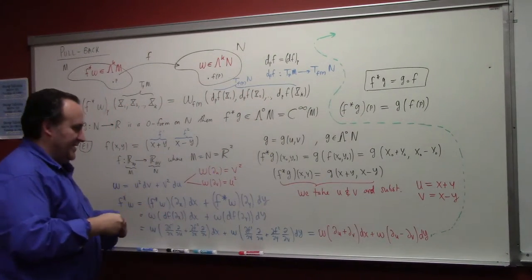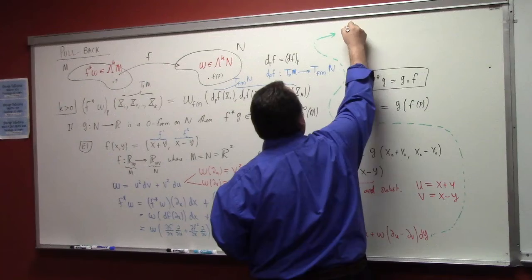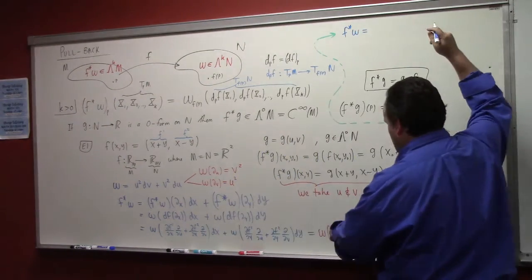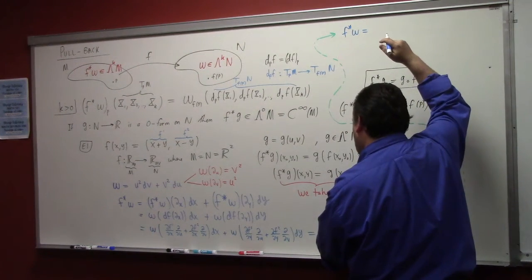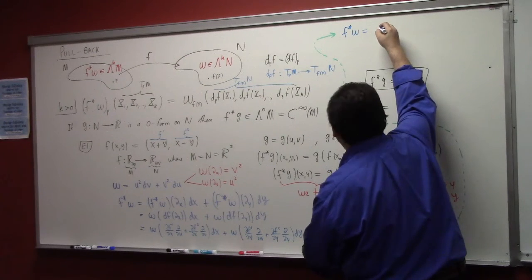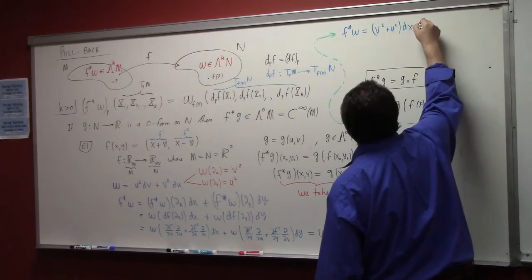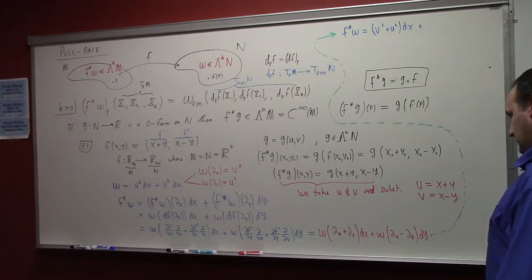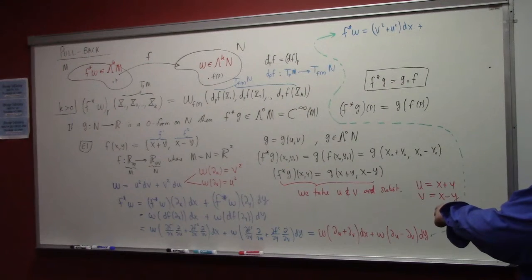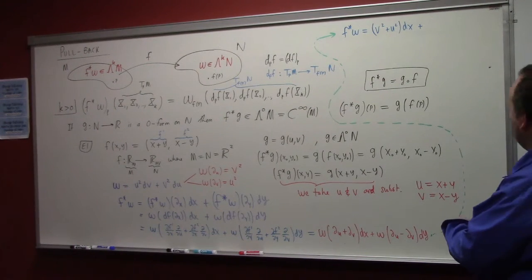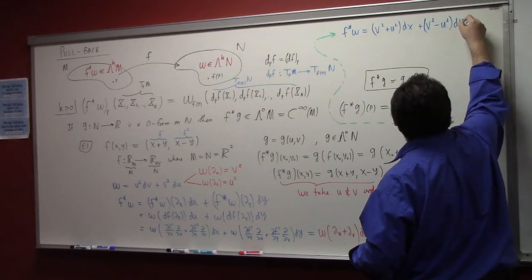Wasn't the path you expected, but it's the path I took. Let's see here. So then we got ourselves f star omega. It is, let's see here. So we get, I guess, u squared plus v squared, right? Or v squared plus u squared, dx plus what? v squared minus u squared, right? dy.